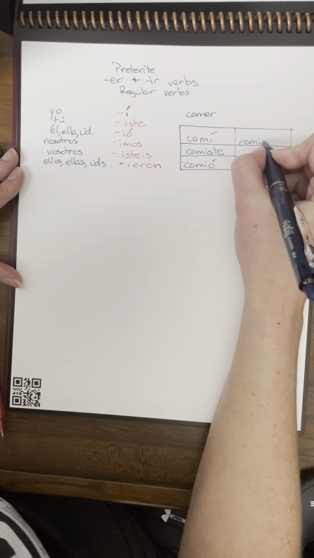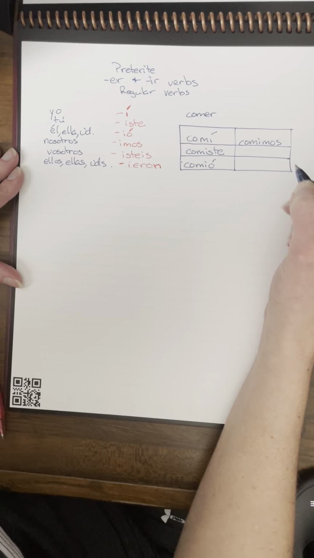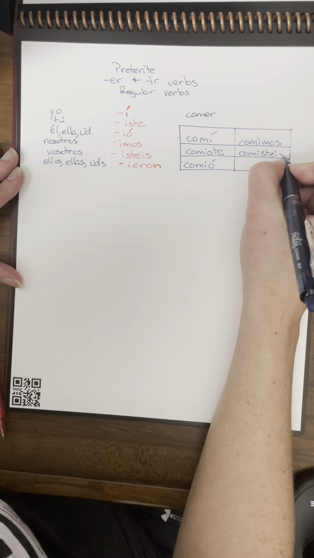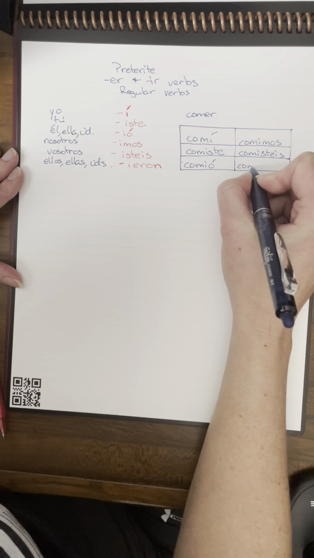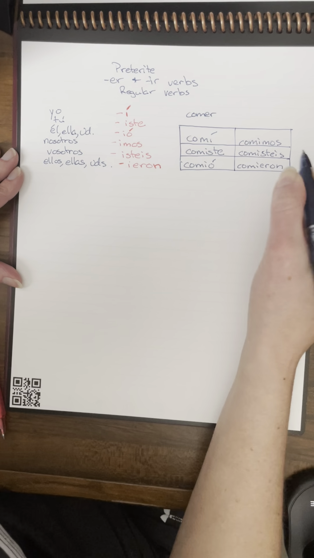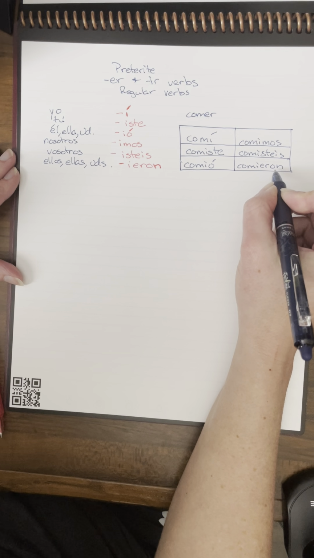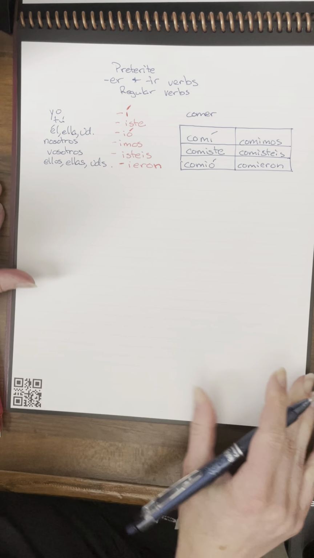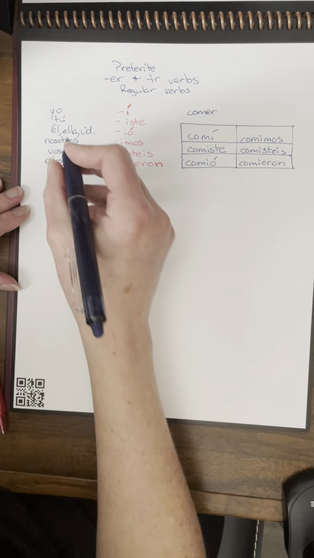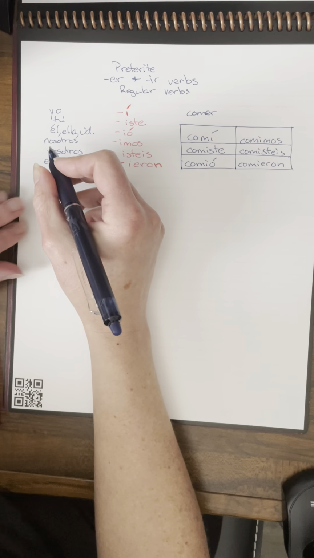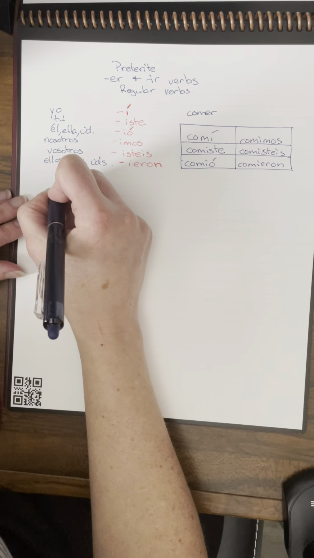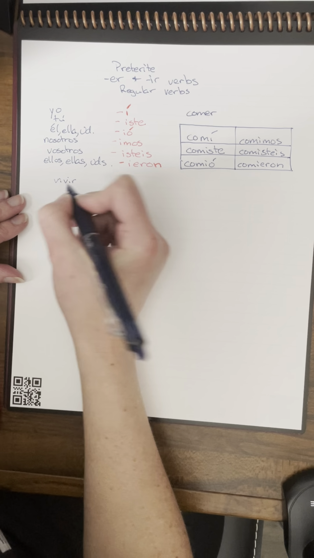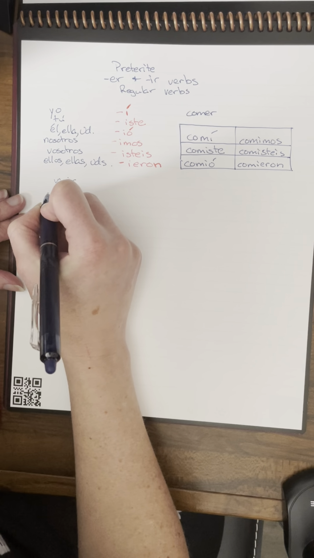Nosotros comimos. Vosotros comisteis. And ellos, ellas, ustedes comieron. So watch your pronunciation on this one, right? Sometimes there's a tendency to punch the ron, but that's not where it should go. Comieron. Okay, so that's an ER verb. So IR verbs, like I said, do the same thing. So let's do vivir. Unintentionally, I did the same two verbs that your book had. I just kind of default to those. So vivir is to live. So this would be I lived, you lived.